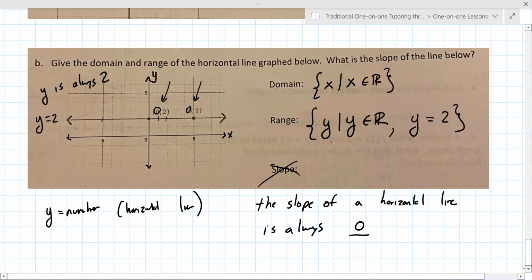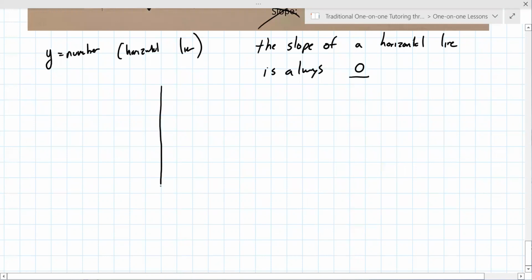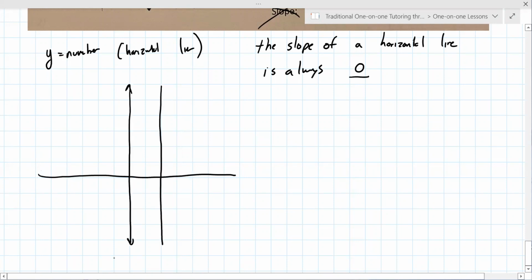So let's do another one here. Let's do a vertical line this time. It's x equals -2, and I translate that to mean x is always -2. But y can vary. Y can be 0, 1, 2, -2, and so on and so on.